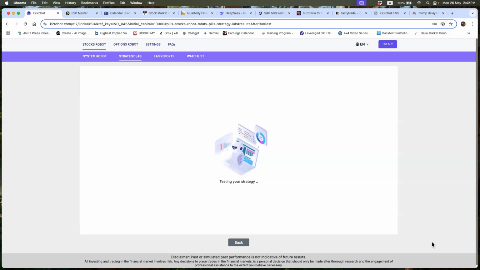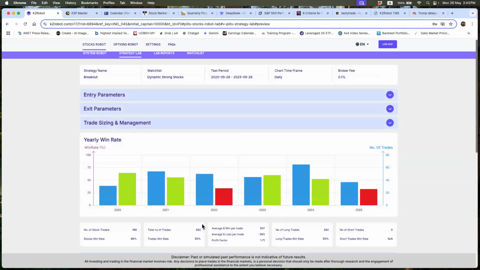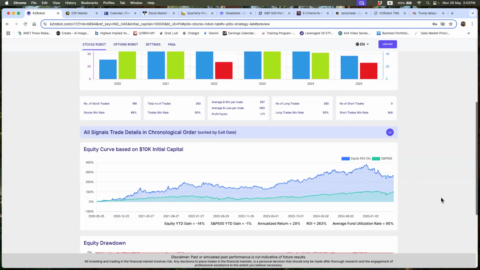The big difference over here is we have set a trailing stop. Previously, there wasn't any trailing stop in the previous test. So in this latest test, we have included the trailing stop. Guys, take a look at the number of trades. It has bumped up to 282 trades versus the 140 just now. And guys, can you see the performance of the robot has increased significantly and tremendously versus the S&P 500?